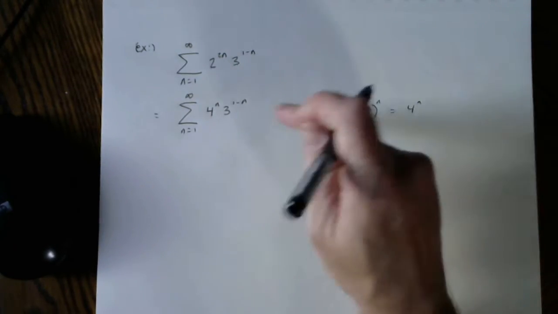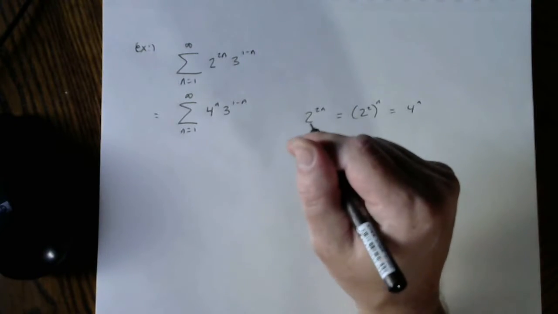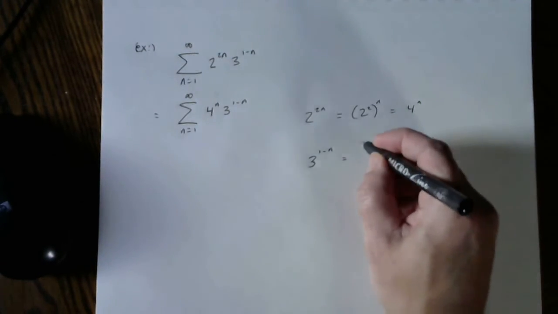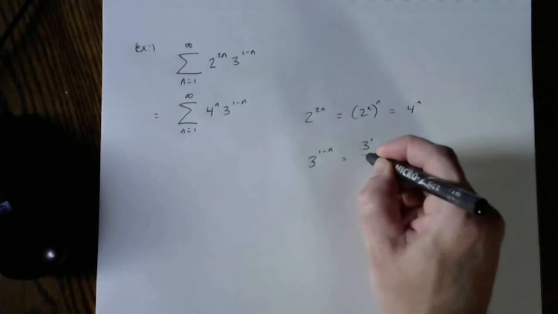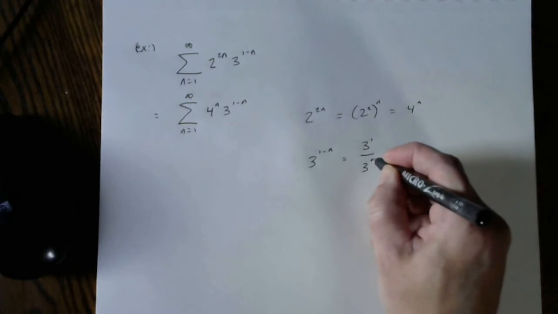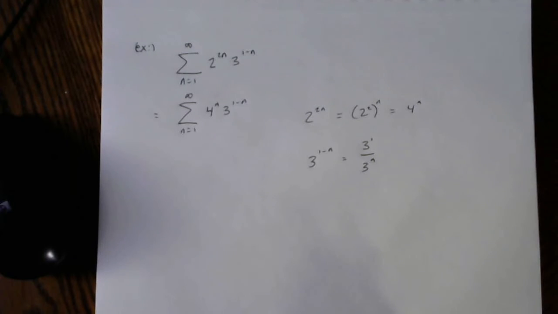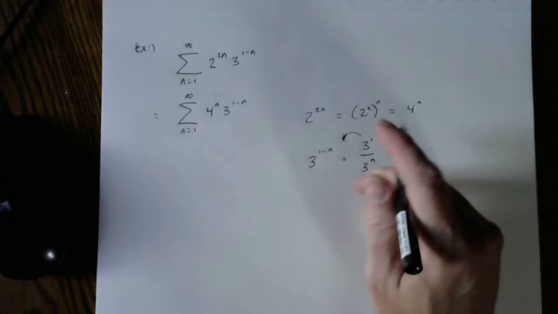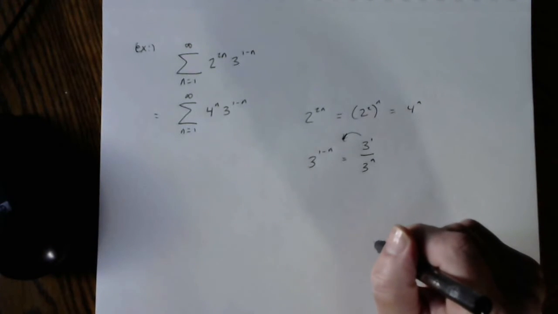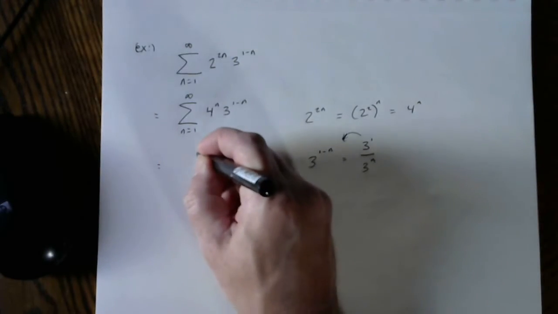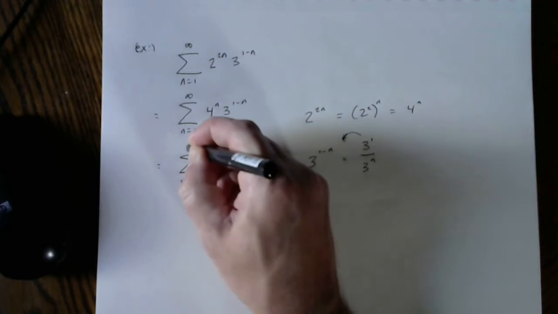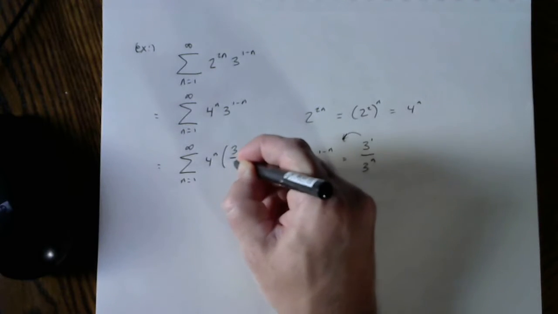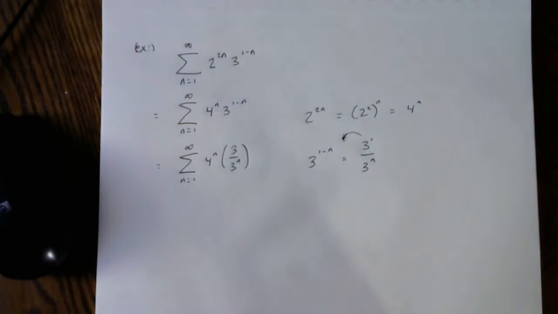Okay, a little better maybe. What about 3 to the 1 minus n? Well, you think about if you have division, I'll put 3 to the 1, that's 3, over 3 to the n, right? Typically we'd go that way. But we're just using that property in reverse. So I have 4 to the n times 3 over 3 to the n.